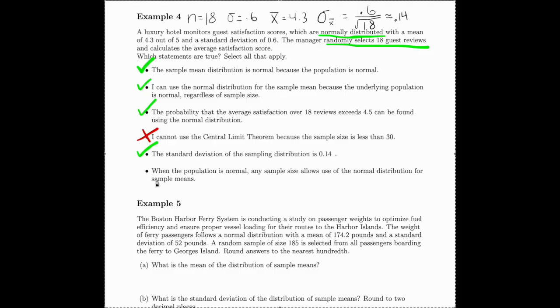Last statement, it says when the population is normal, any sample size allows the use of normal distribution for the sampling means. This is true, although you might want to put a little note in there. This is assuming that the independence condition is met as well. So as long as the independence condition is met as well, yes, this would be true.